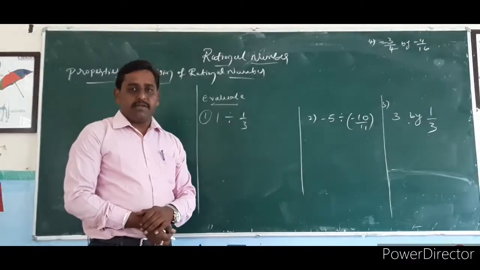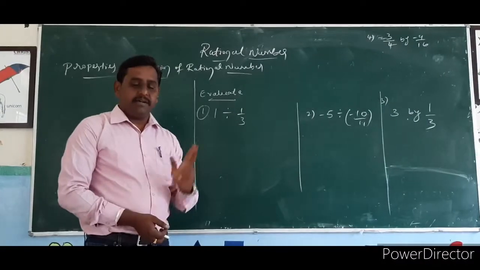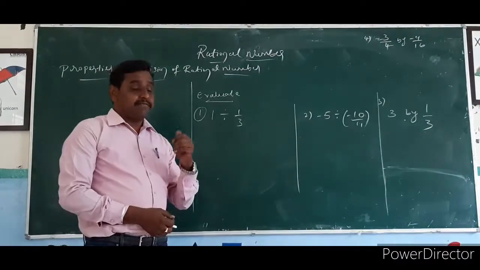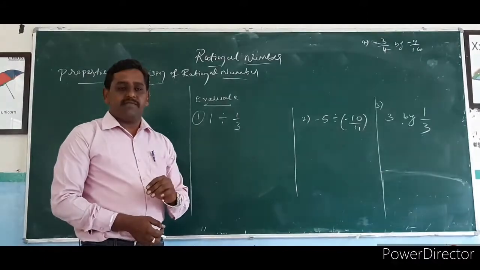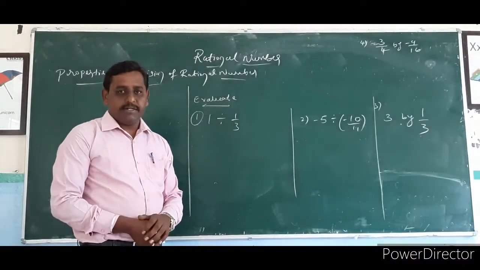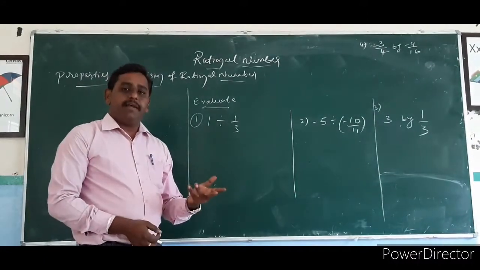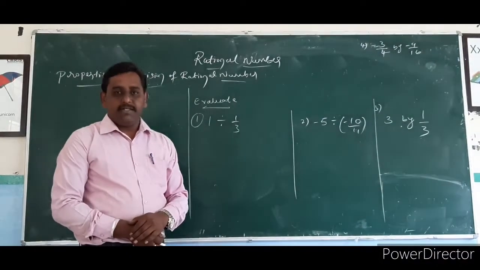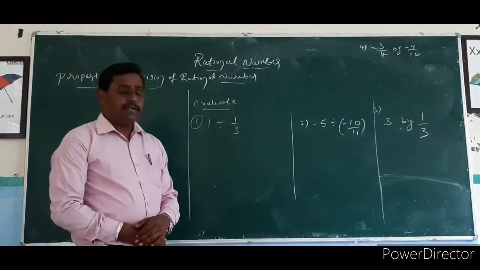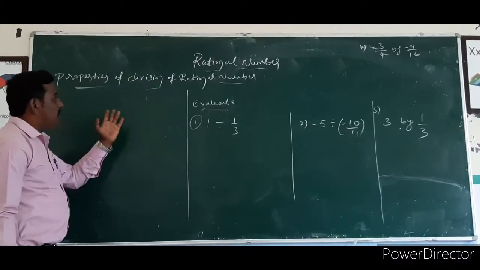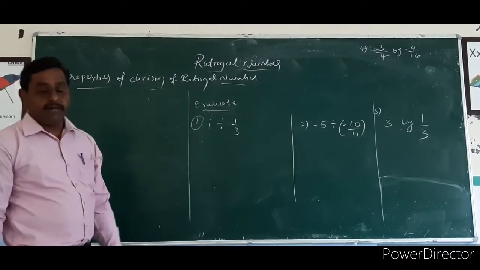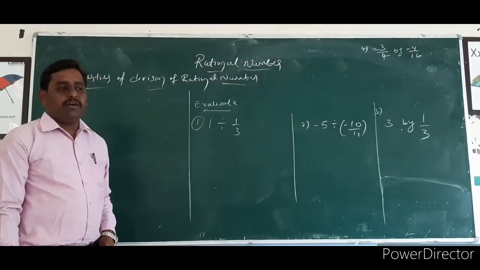In the properties of addition of rational numbers, all the properties are satisfied, we learned. In subtraction, only the closure property is satisfied, the rest of the properties are not satisfied. In multiplication, again all the properties are satisfied. So, in today's class, we discuss the properties of division of rational numbers.